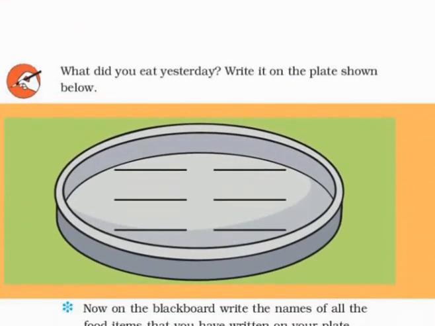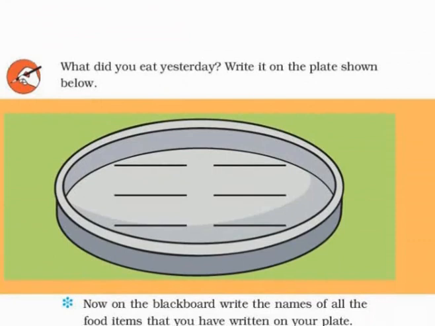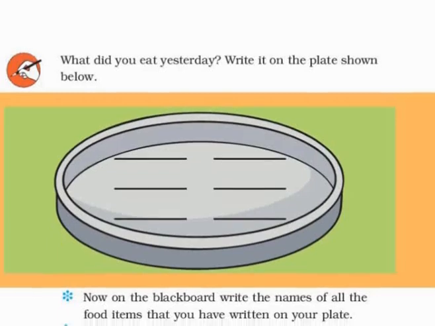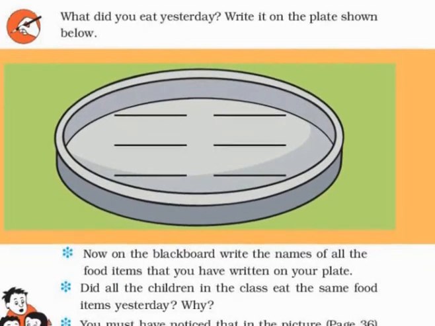First of all, let us discuss the question that has been given. What did you eat yesterday? Write it on the plate shown below. Students, as you can see, there is a plate drawn here and some blanks are there in the plate. So in those blanks, you have to write the name of the different food items that you ate yesterday, like dal, chapati, sabji, fruits, etc.